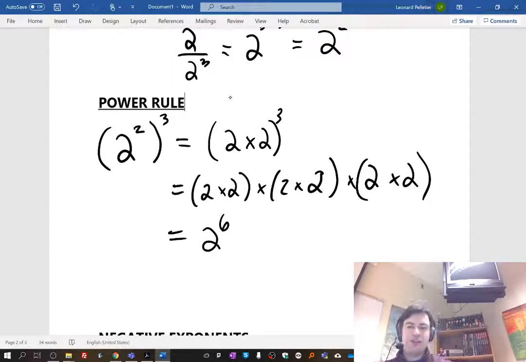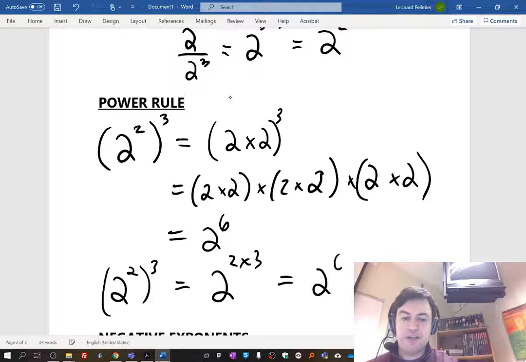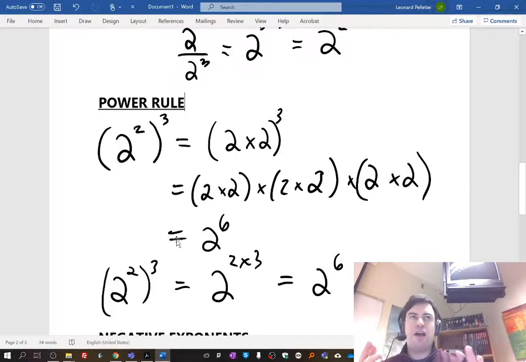And do you notice a relationship there? This time it's going to be multiplying. Whenever we have a power raised to another power, so 2 to the power of 2 to the power of 3, we actually can multiply our exponents together to simplify. That's going to be 2 to the power of 2 times 3, which equals 2 to the power of 6. So that's the power rule. Do you see where you can apply these things? We have ourselves different patterns where you have to see what's happening in the question and look for the correct rule to apply.